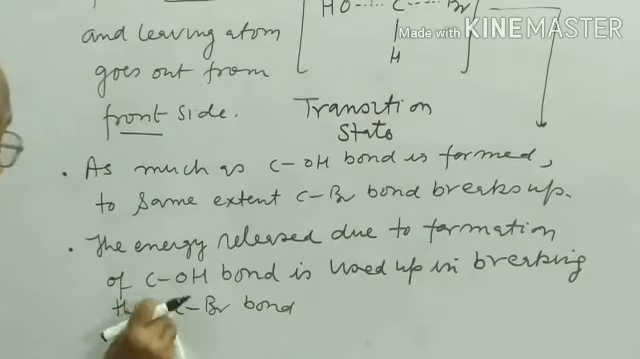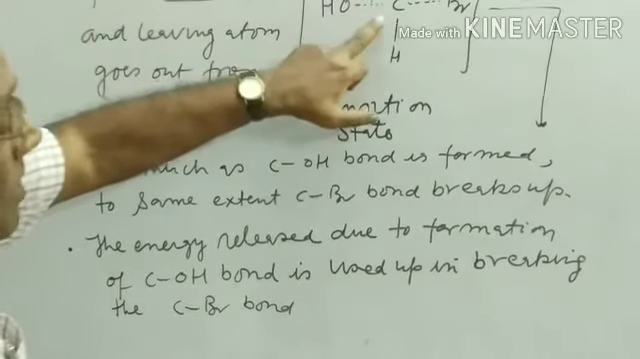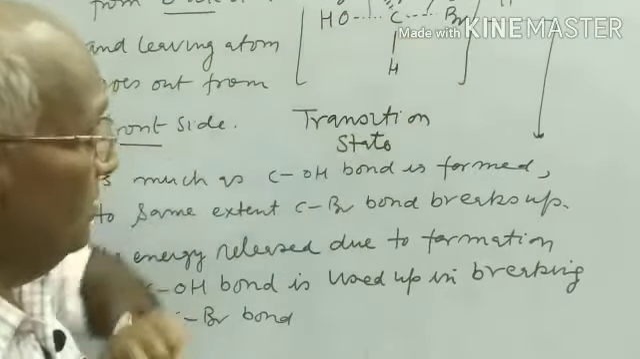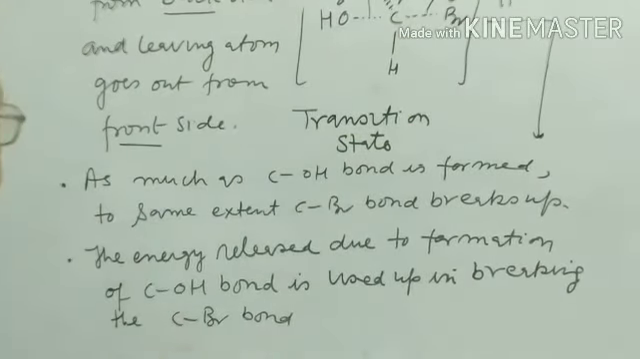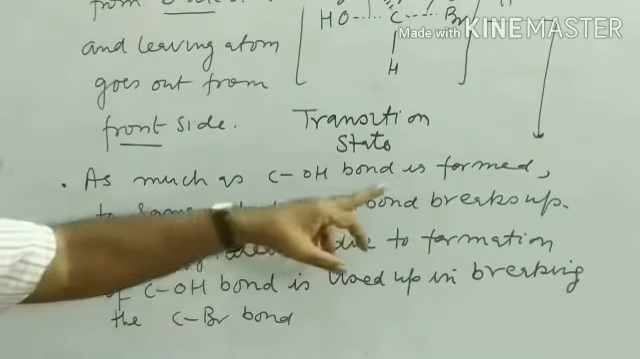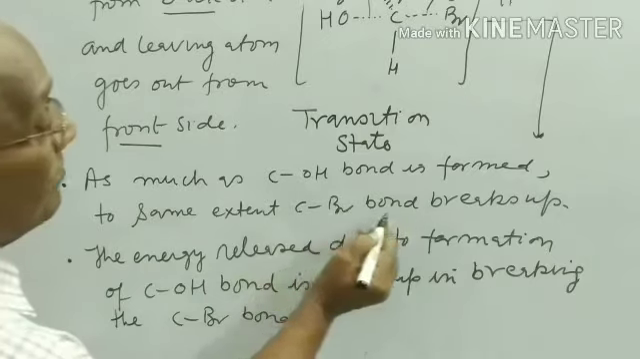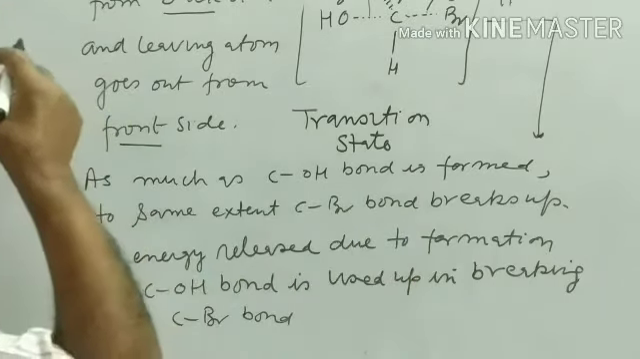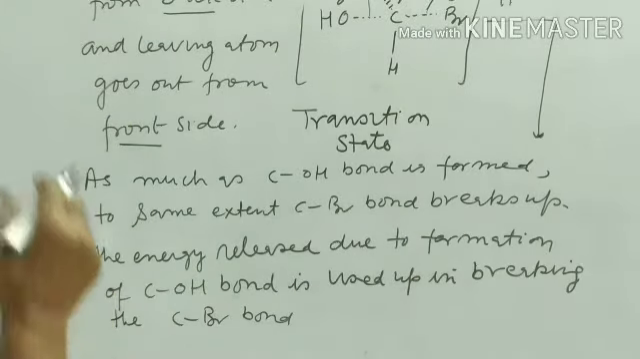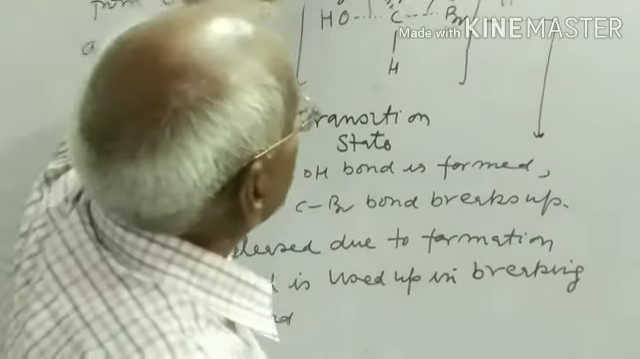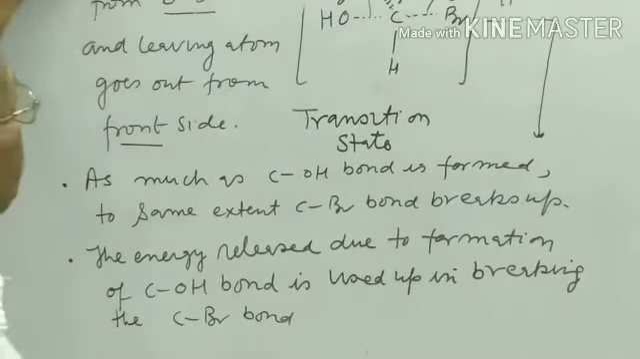This is important. The energy released in the formation of the C-OH bond breaks the C-Br bond. This is the fundamental point. As much as the C-OH bond is formed, to the same extent the C-Br bond breaks up. The energy released due to formation of the C-OH bond is used up in breaking the C-Br bond. Now think about the transition state.